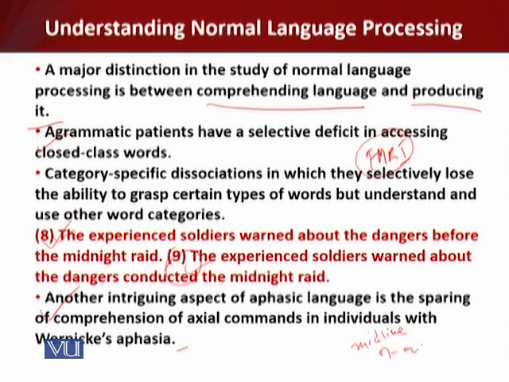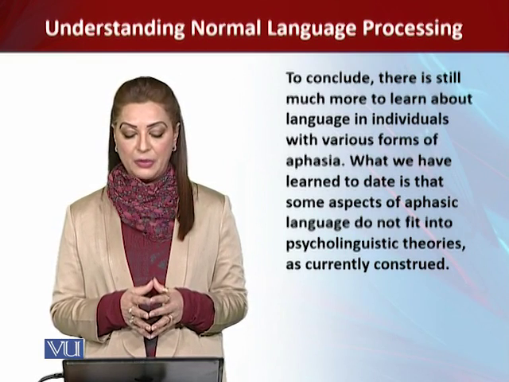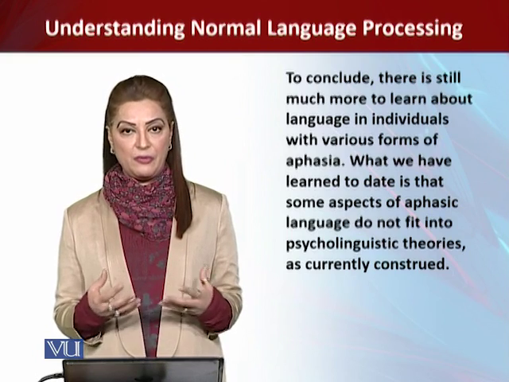Midline or axial structures, such as stand up, turn around, take a bow, and look up. For example, patients perform accurately when asked to stand like a boxer or even take two steps backward and sit down. What is especially striking is that axial commands sometimes involve specific nouns or verbs that these patients ordinarily fail to comprehend. To conclude, there is still much more to learn about language in individuals with various forms of aphasia.